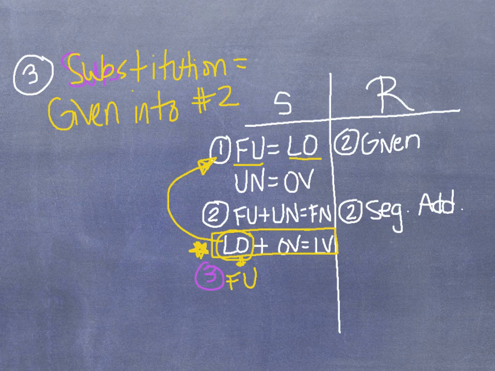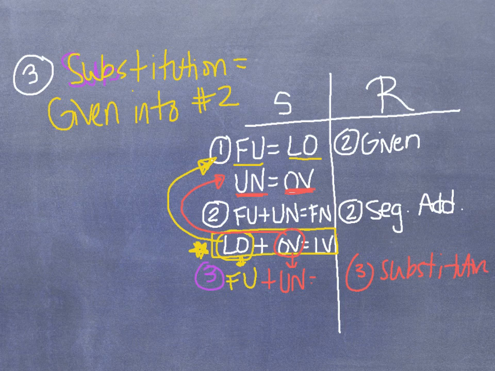Alright, now let's look at the OV. Again, if we go back to the given, what is OV equal to? OV is equal to UN. So instead of writing OV, I'm going to replace the OV with UN. I'm making a substitution here. So obviously this is going to be substitution as your reason.